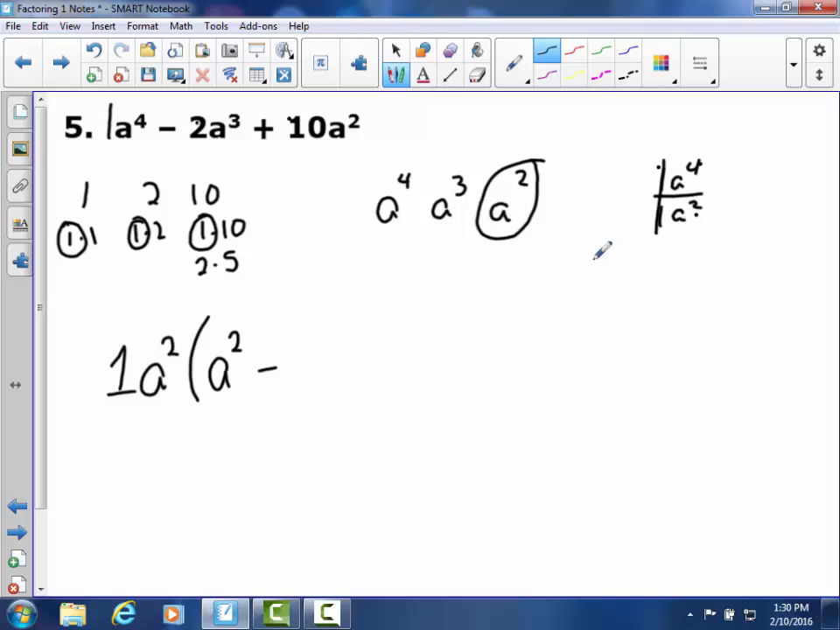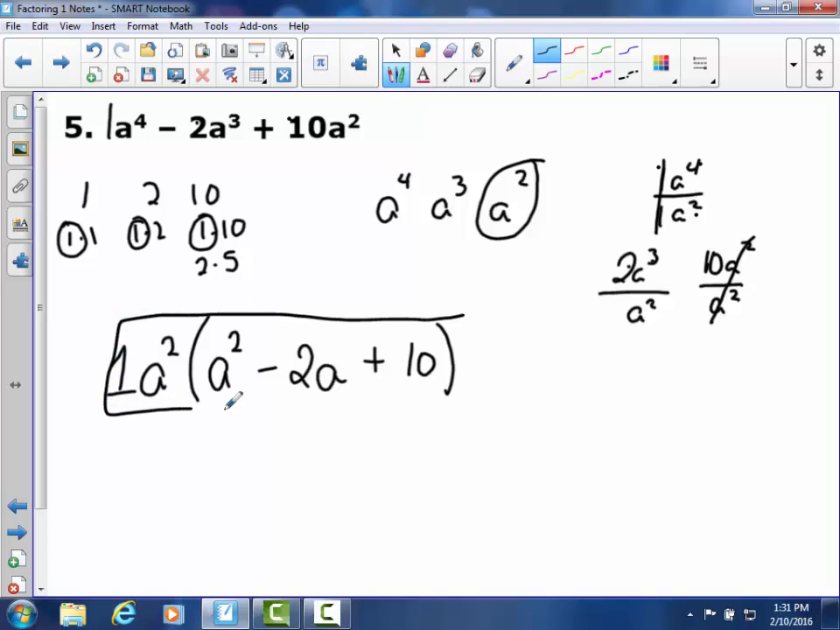Minus, okay, so we take 2a to the third power divided by a to the second power. 2 has nothing to be divided by, so we write down 2. Exponent of 3, take away an exponent of 2 is 1. So minus 2a. Then we have plus, we have 10a squared divided by a squared. So a squared divided by a squared is 1, and that leaves us 10. Okay. Write it like that, or more likely you would see it as a squared times a squared minus 2a plus 10.